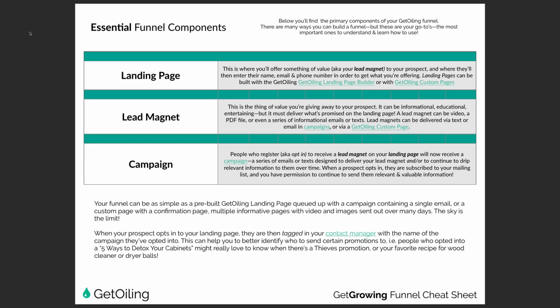They are on a landing page. You can build a landing page with the GetOiling landing page builder, or the GetOiling custom pages. I will be teaching you how to use both of these today. In our first example, we will be using the landing page builder, and it will be a 7-day email sequence. So it's actually very simple. It's one of the easiest ways that you can build.